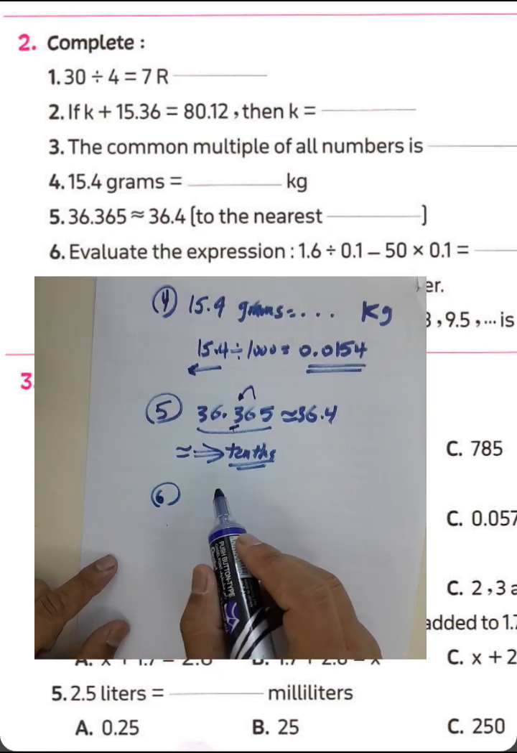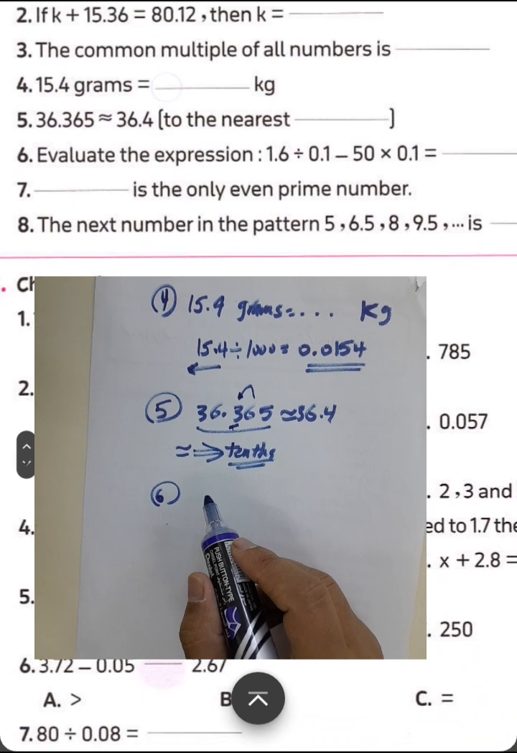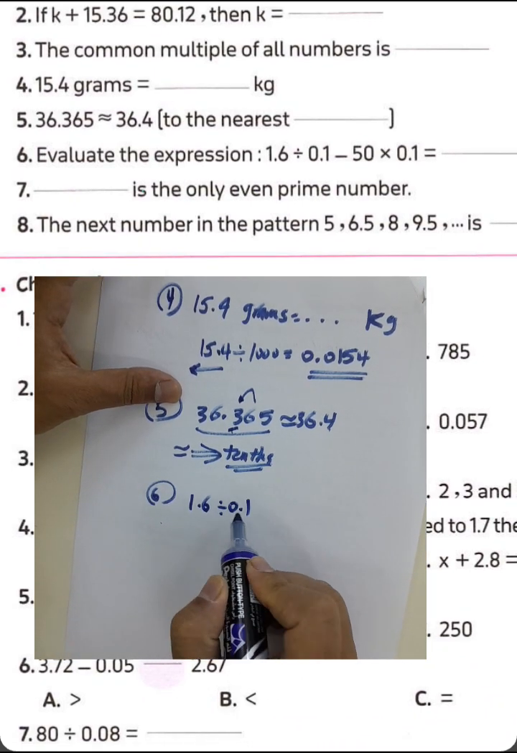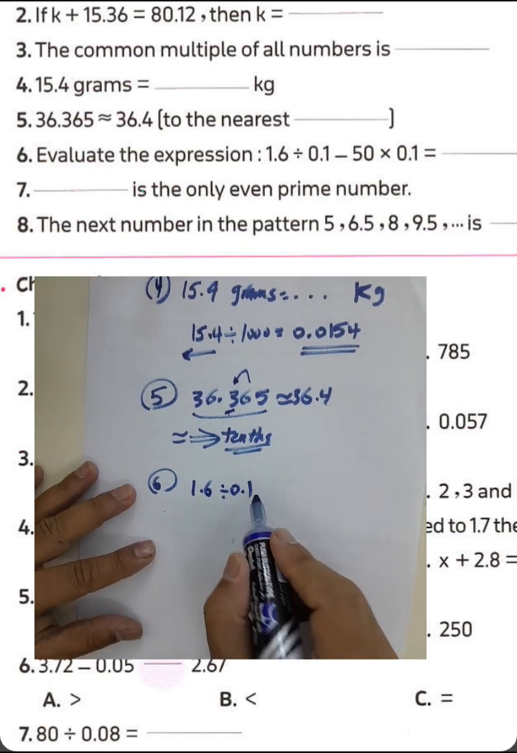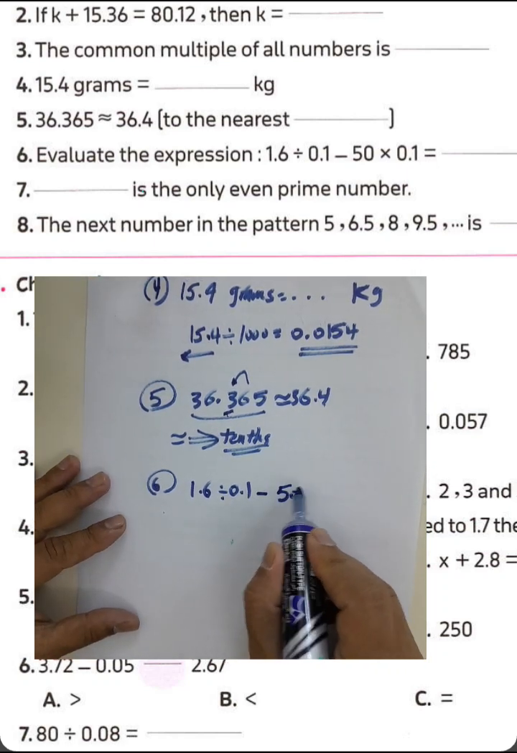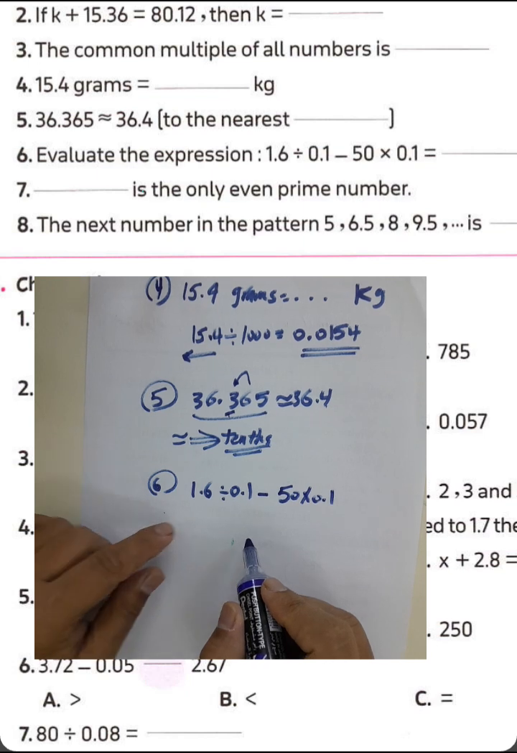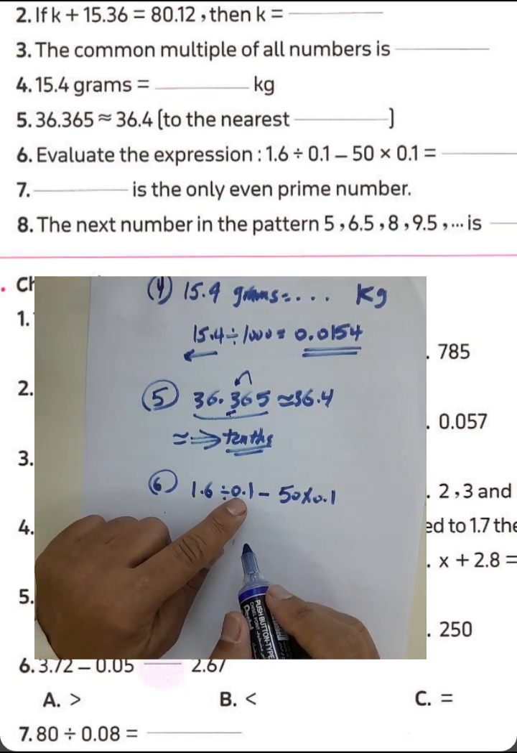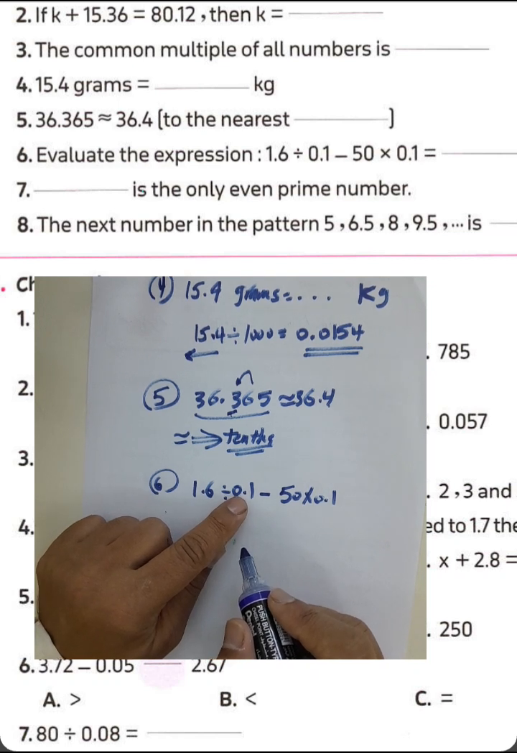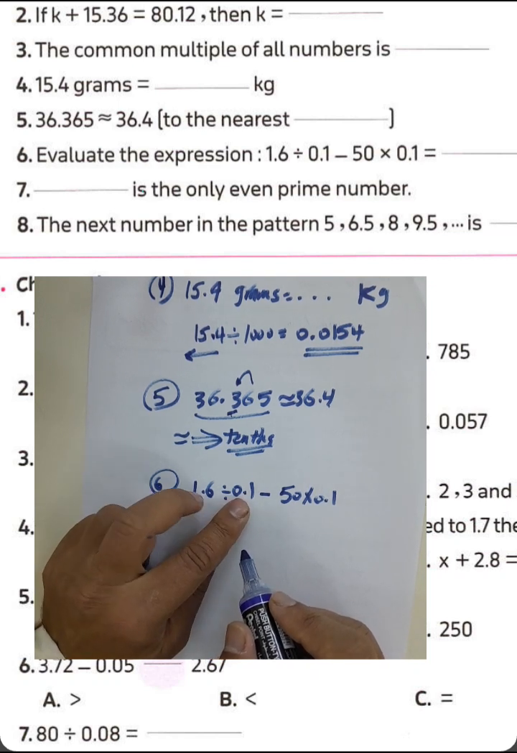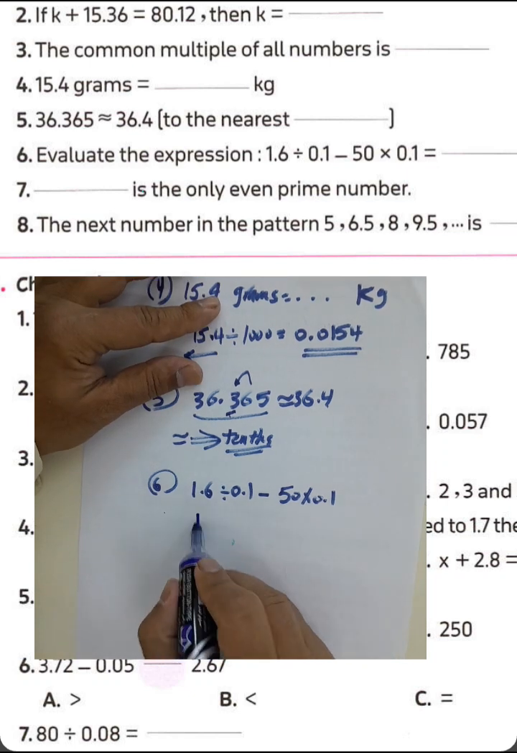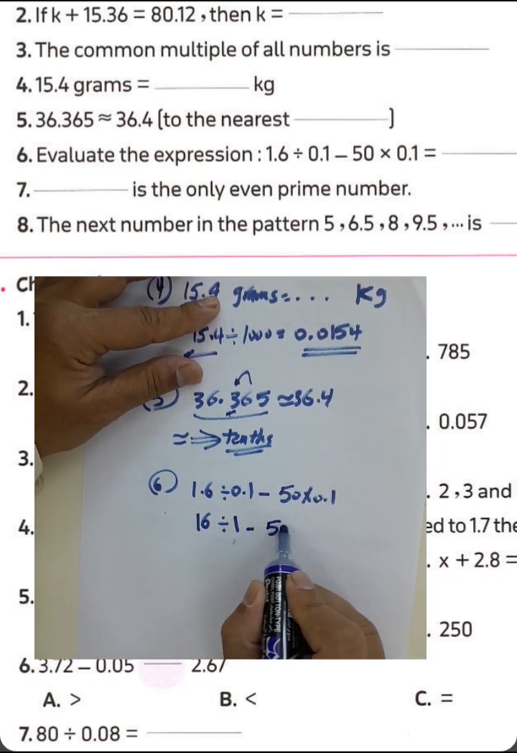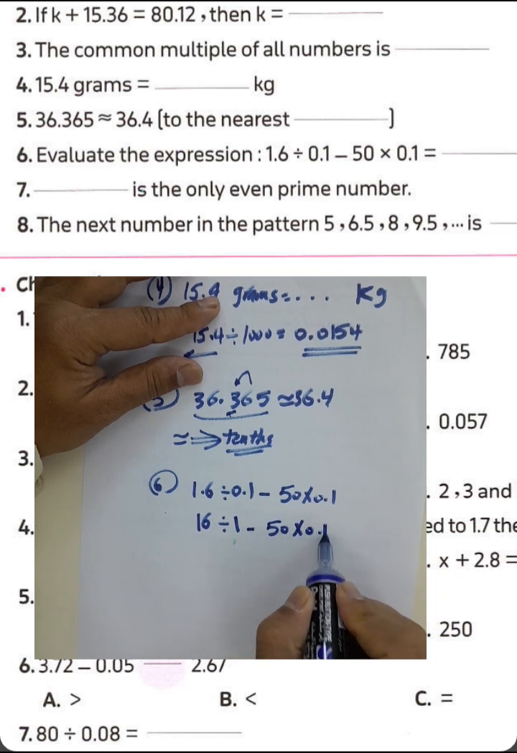Question number 6. Evaluate the expression 1.6 divided by 1/10, subtract 50 times 0.1. We know 1.6 divided by 0.1. The point here in the dividend, we must cancel it by multiplying numerator and denominator by 10. It will be 16 divided by 1. Then subtract 50 times 0.1.